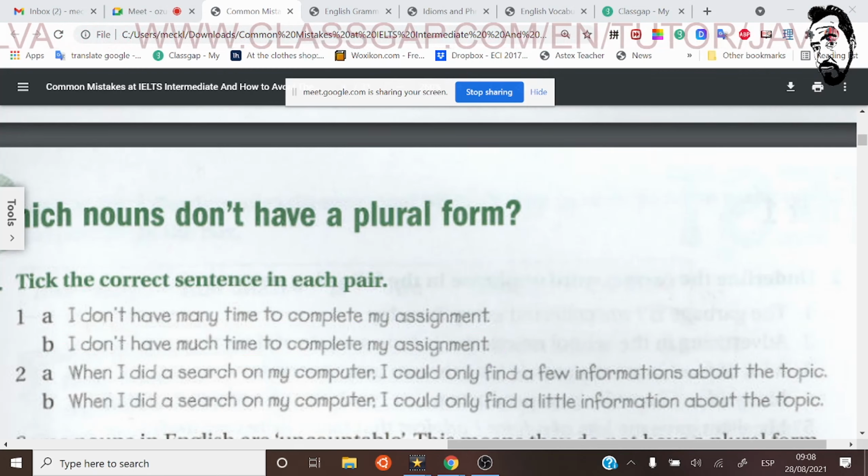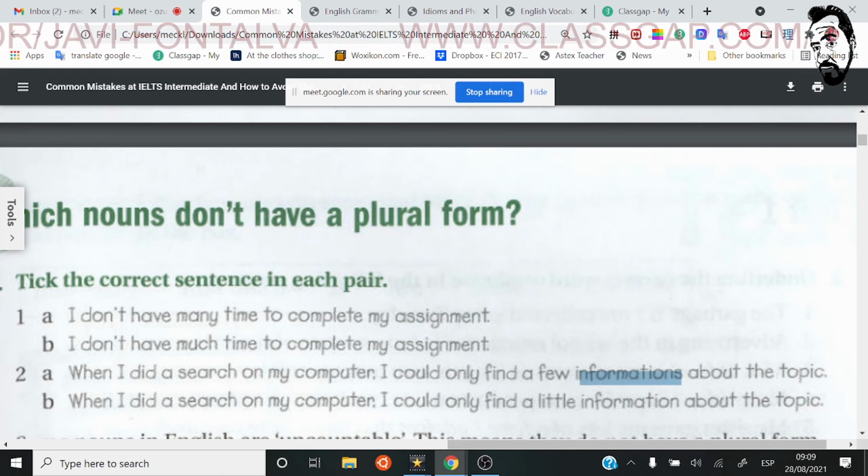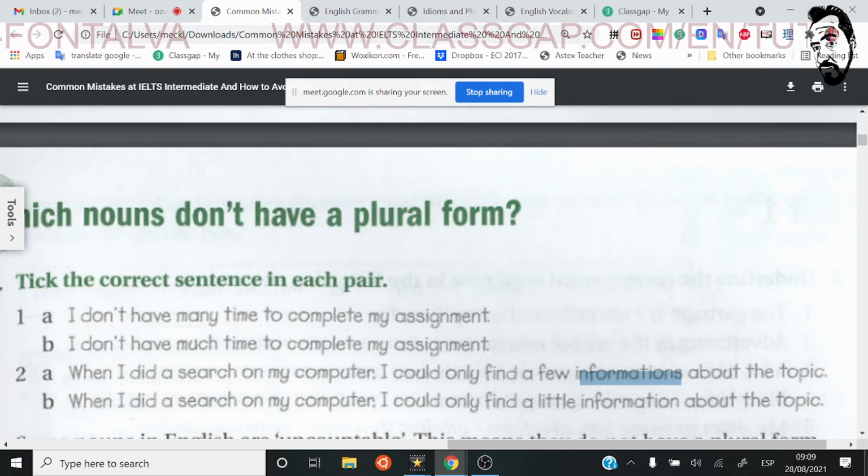Yes, because it's countable. No, it's not. It's uncountable. In English, the word information is uncountable. You cannot say 2 information, 3 information, 4 information. You have to say I have some information, or I have a little information, not a few information. If you want to use a number, you have to say a piece of information or a piece of news. Also possible. The word news is also uncountable.